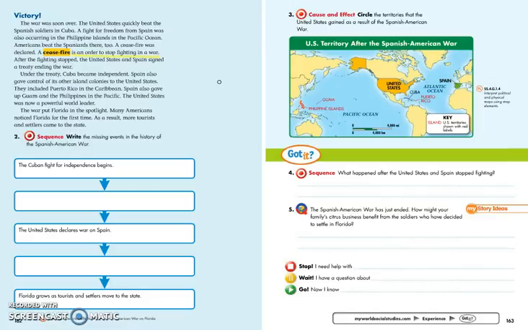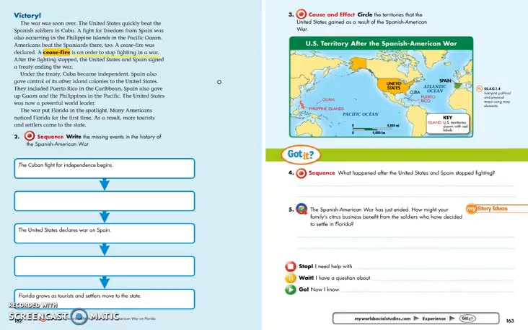And then lastly, with the got it, number 4 is a sequence again. What happened after the United States and Spain stopped fighting? Again, you'll find that on page 162. Number 5, this is going to make you think. The Spanish-American War just ended. How might your family's citrus business benefit from the soldiers who have decided to settle in Florida?